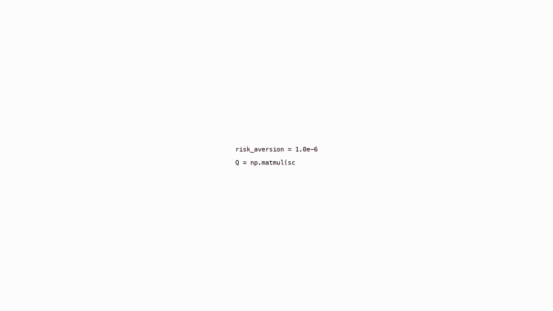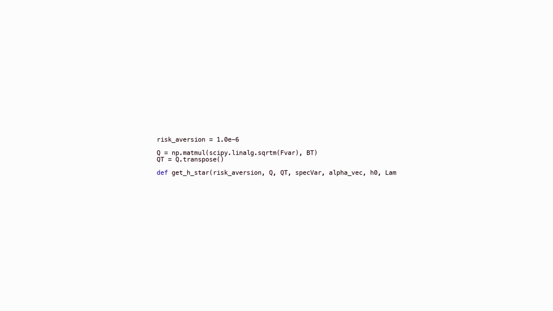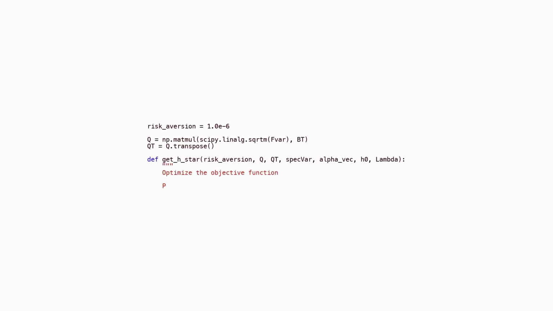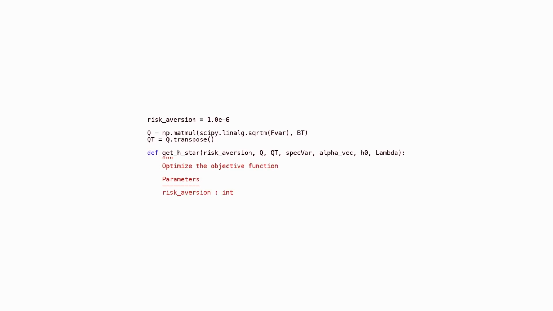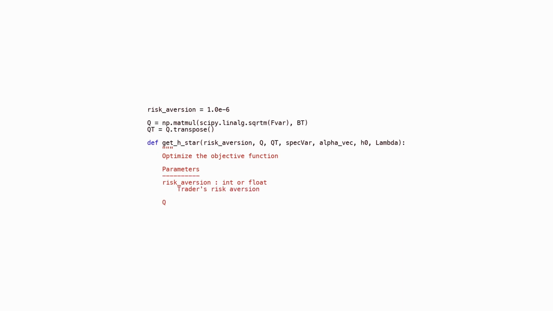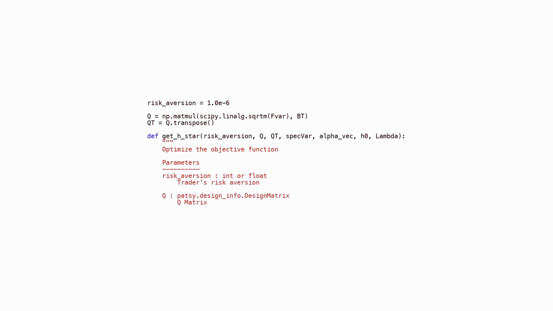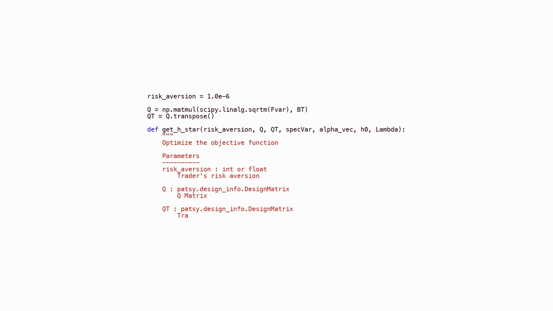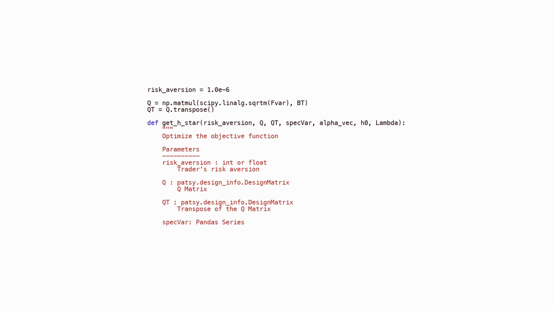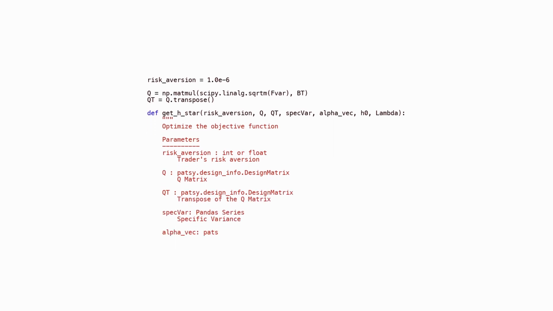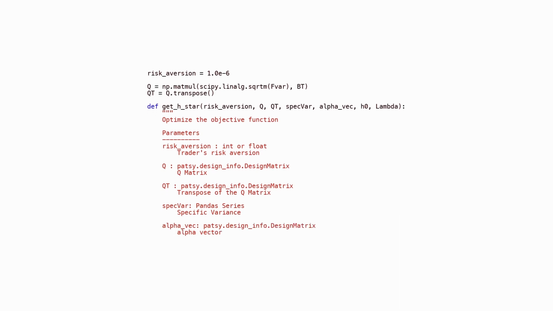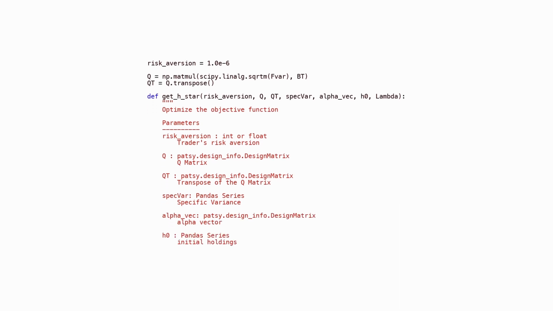The above Python code aims to optimize the objective function of a trader, given the trader's risk aversion, Q matrix, the transpose of the Q matrix, specific variance, alpha vector, initial holdings, and lambda. The overall goal is to find the optimal holdings H star that will maximize the objective function. Firstly, the code defines the values for risk aversion and Q. Then, it calculates the square root of the variance-covariance matrix FVAR using the SciPy library and multiplies it with the transpose of the Q matrix to get the Q transpose matrix QT.